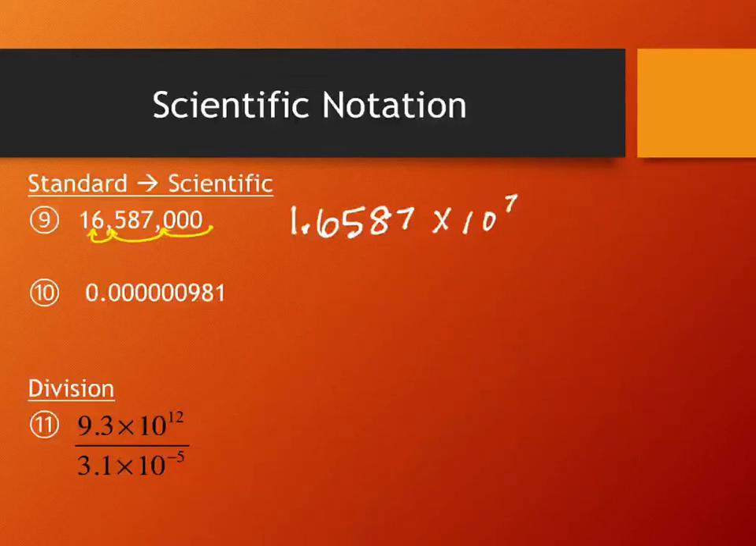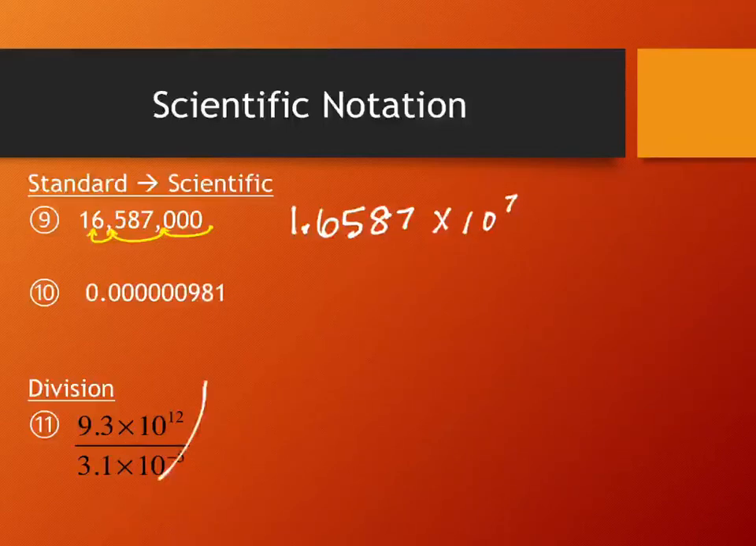Positive, because big values, large values are positive exponents. They go hand in hand. And we could do the same thing on number 10. Looking at all those digits that are there, where would I have to put the decimal point to create a number between 1 and 10? Between the 9 and the 8, or after the 9, yes.